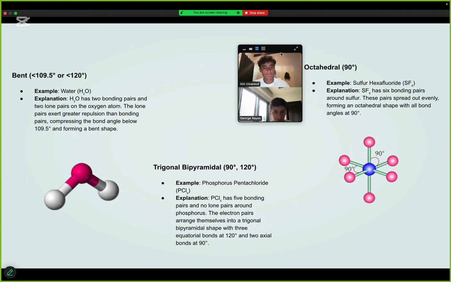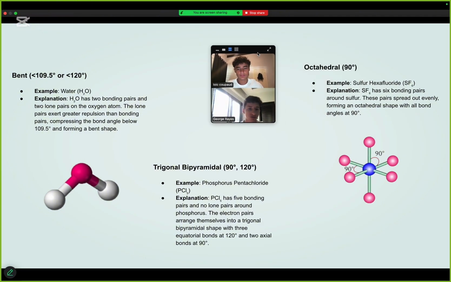Now the example of bent. The example of it is water, which is also H2O. H2O has 2 bonding pairs and 2 lone pairs on the oxygen atom. The lone pairs exert greater repulsion than bonding pairs, compressing the bond angle below 109.5 degrees and forming a bent shape.